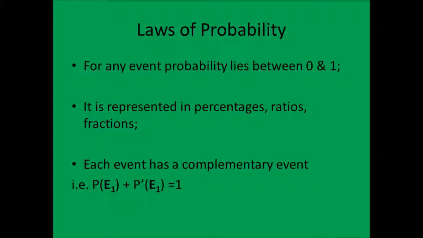Laws of probability. For any event, probability lies between 0 and 1. It is represented in percentages, ratios, fractions. Each event has a complementary event. That is, probability of E plus probability of E naught equals 1.